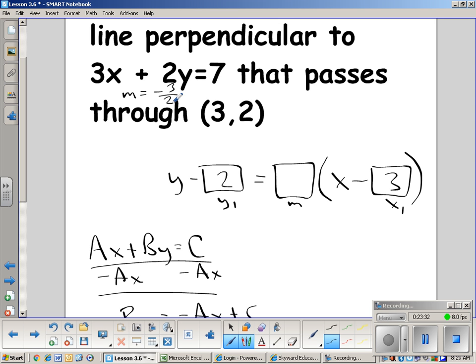Now, is that what I put in here? Yeah, unfortunately, many of you will. We're finding the line that's perpendicular. So if this slope is negative 3 over 2, what's the perpendicular slope going to be? A positive 2 over 3, right? Flippy switchy thing, flip it over, switch the sign. So flip it over is 2 over 3, change the sign, becomes positive. So my slope that I want is 2 over 3.